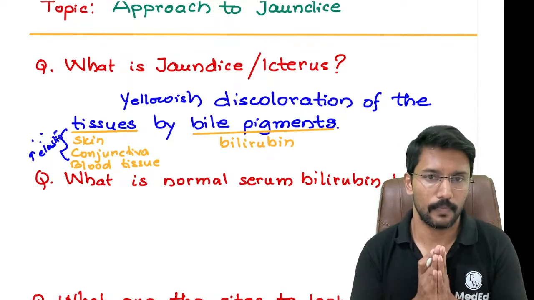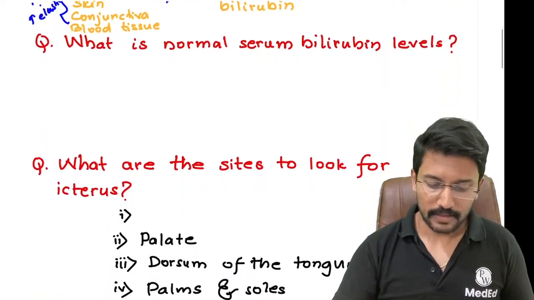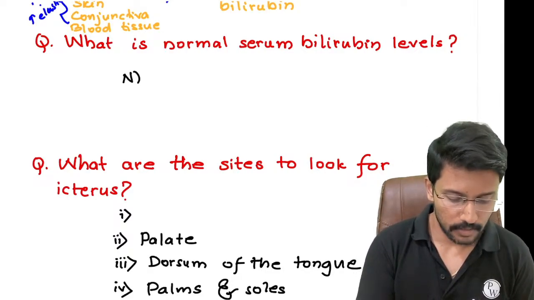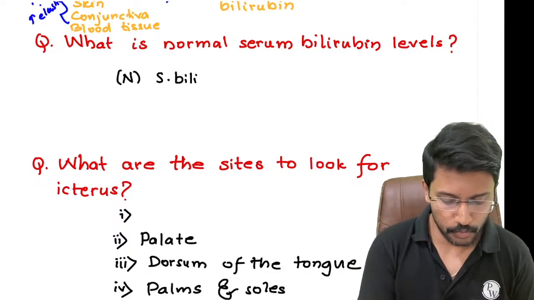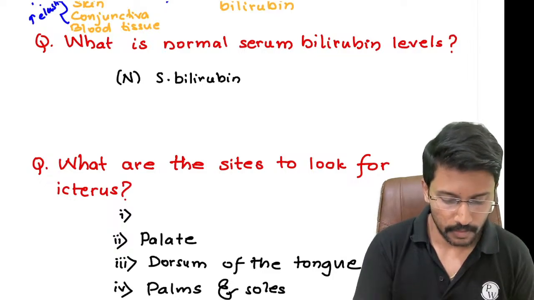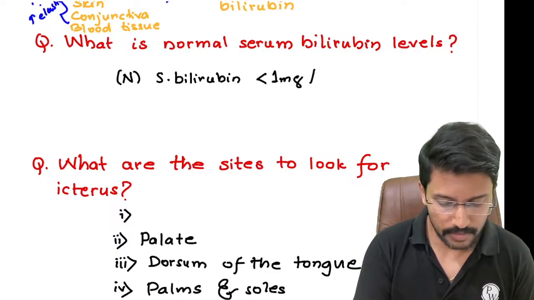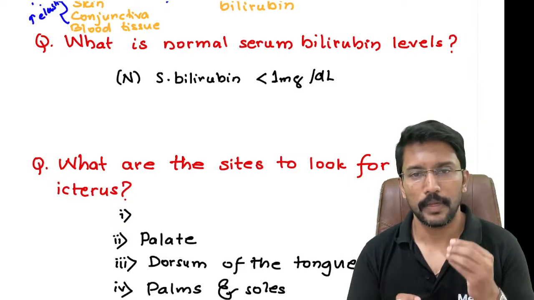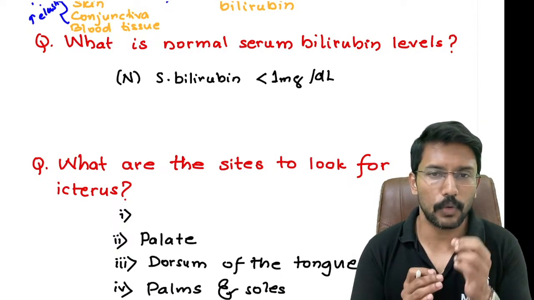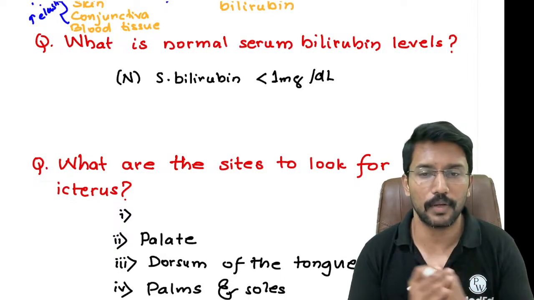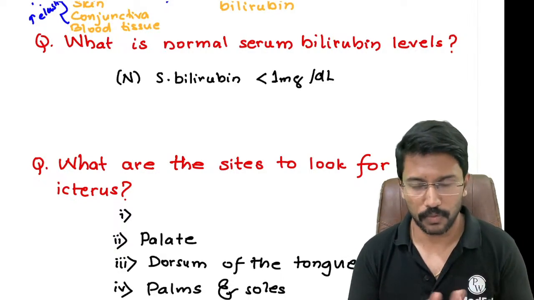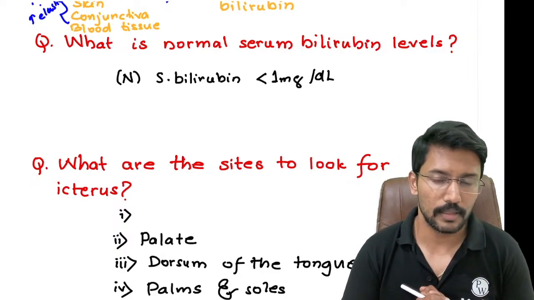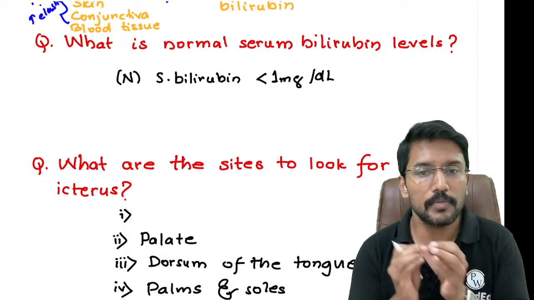Okay, clear? Now, when do I say that the serum bilirubin level is increased? What is the normal serum bilirubin level? The normal serum bilirubin level is usually less than 1 milligram per deciliter. Now from 1 milligram per deciliter, if it becomes 1.1, will I be able to recognize it on clinical grounds? No, right? Only the lab can tell me that it is 1.1. Can I recognize when it is 1.3? Probably no.